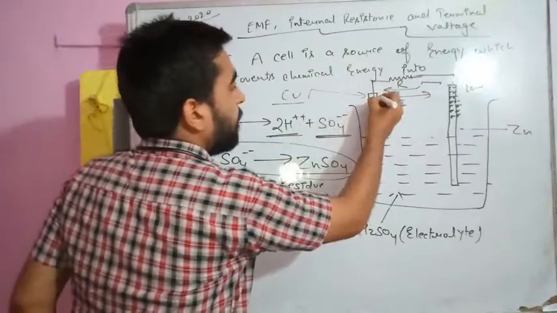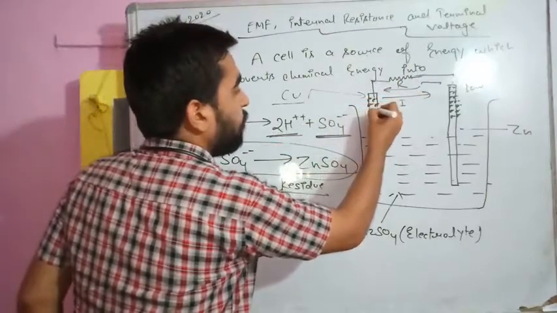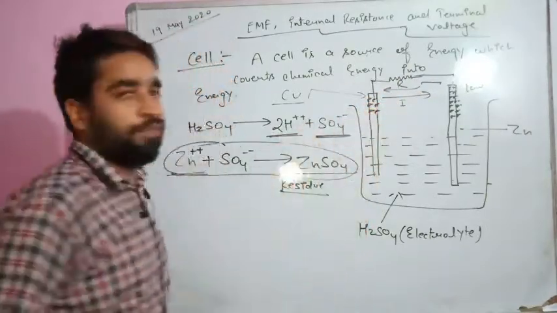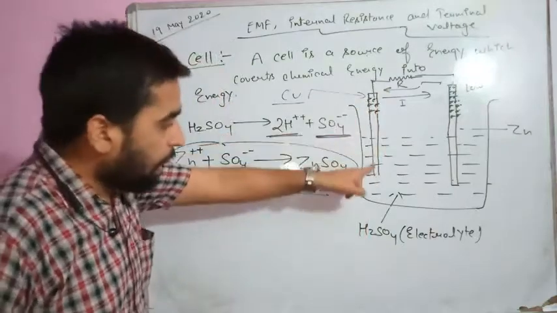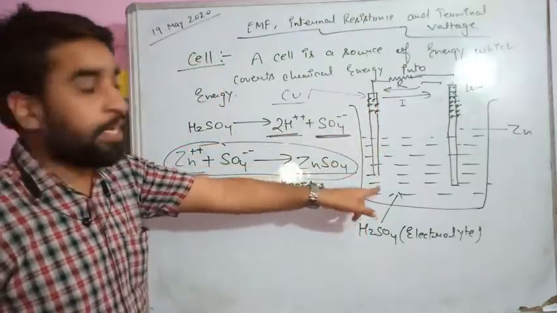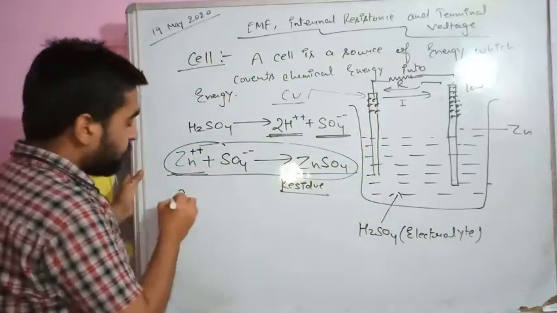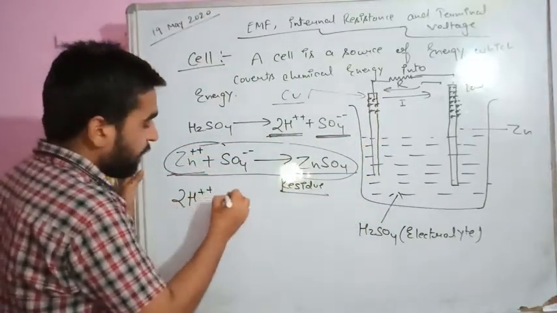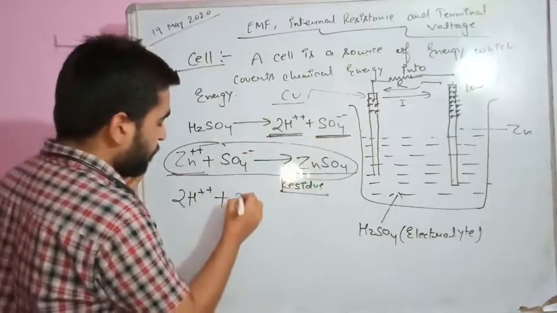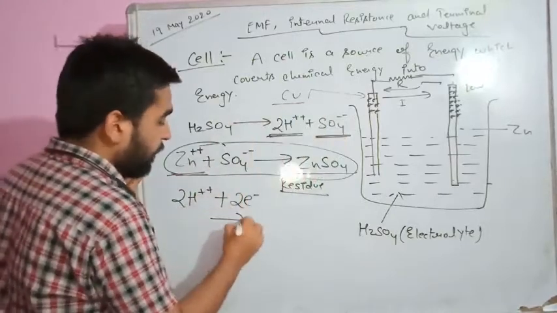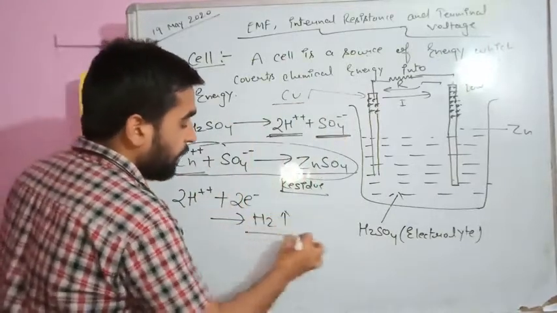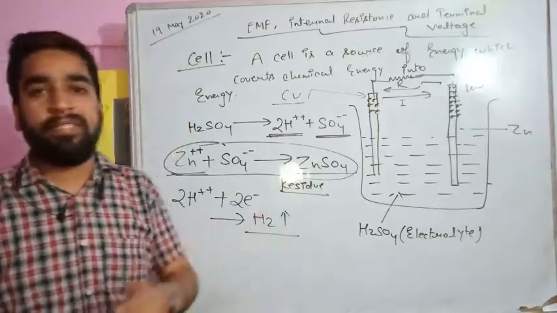So students, once these electrons are transferred from this end to this end, these electrons, pairs of electrons, are available inside the electrolyte, and inside the electrolyte H plus ions were present. So these 2H plus ions will be able to react with two electrons, and hydrogen gas will be formed, and this hydrogen gas will be released.